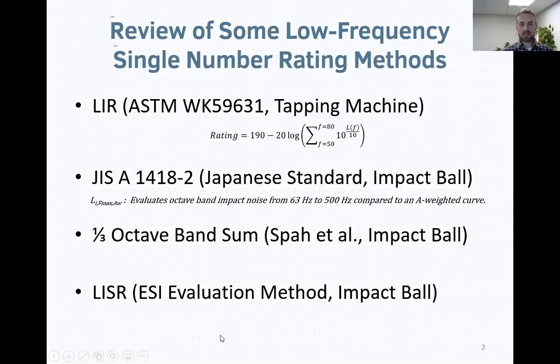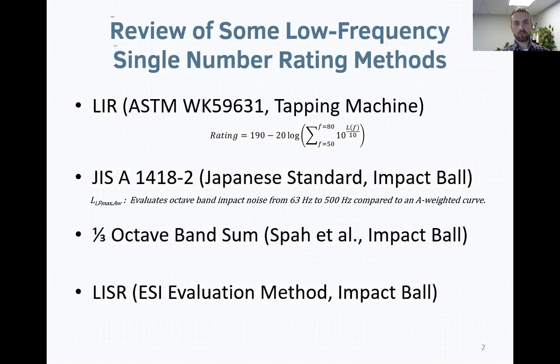The other 3 ratings that I want to look at use the impact ball as our source. And so we have this Japanese method. It looks at the fast max impact noise from an impact ball, and it's evaluated looking at the 63 hertz to 500 hertz octave bands. And then that data is compared to an A-weighted curve. So it's not an A-weighted summation. It's kind of like the IIC rating where we have a curve fitting, and it's an A-weighted curve that's curve fit to the data, okay?